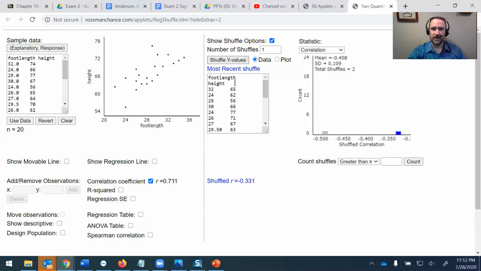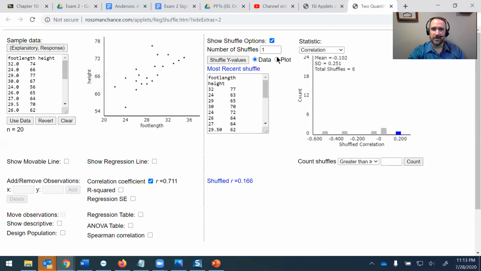If I try another one here, now I see, oops, that's another negative one. There we go, close to 0, but positive. The main idea is that we want to find out what kind of trends we should expect in the long run if there truly is no correlation between these two. And so just shuffling a few at a time is kind of the long, slow way to do it. We want to shuffle a whole lot.